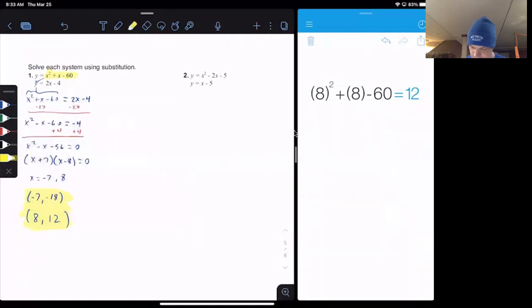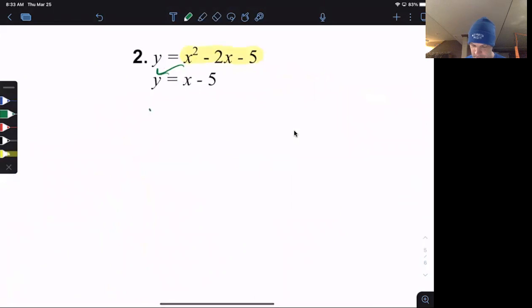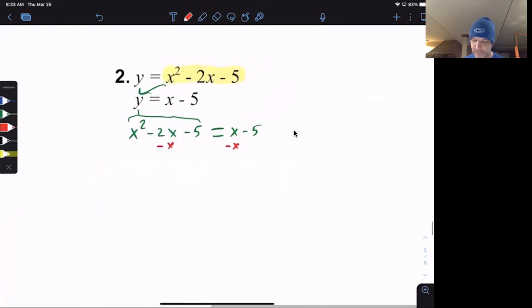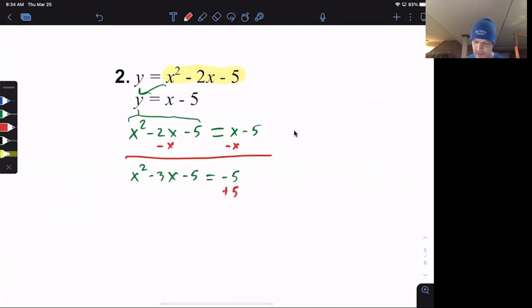We're going to take this and we are going to plug it in for y. So we get, let me move this out of the way so you can see it a little bit bigger. We get x squared minus 2x minus 5, which is what y equals, right? Equals x minus 5. Okay, we got to move everything to one side, set it equal to 0. Subtract x. X squared minus 3x minus 5 equals negative 5. And then we're going to add 5.